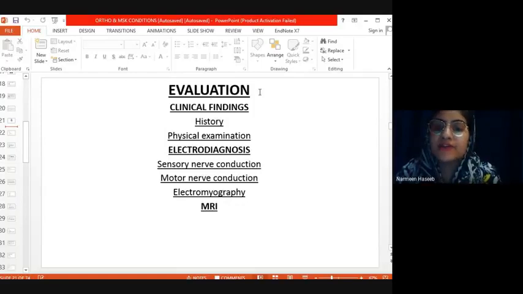Then we have evaluation. The evaluation includes the clinical findings, the electrodiagnosis, and the MRI. In clinical findings, we have the history and the physical examination. In electrodiagnosis, we have the sensory nerve conduction and the motor nerve conduction along with electromyography, plus MRI.